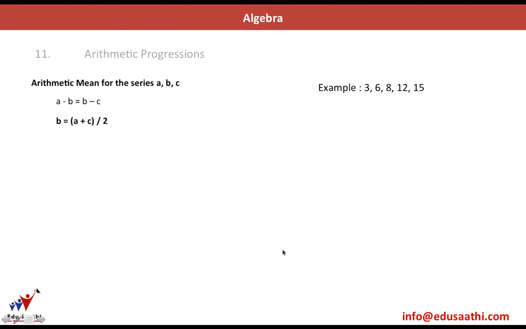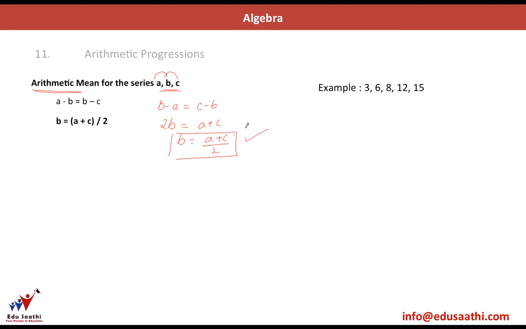Now let's look at what we understand by the term arithmetic mean. If a series A, B and C is given, and the terms are in AP, then the difference between any two consecutive terms will come out to be the same. B minus A would be equal to C minus B, which is equal to a constant difference D. Adjusting the terms, I'll get 2B is equal to A plus C, so the arithmetic mean is equal to the simple average of A and C.